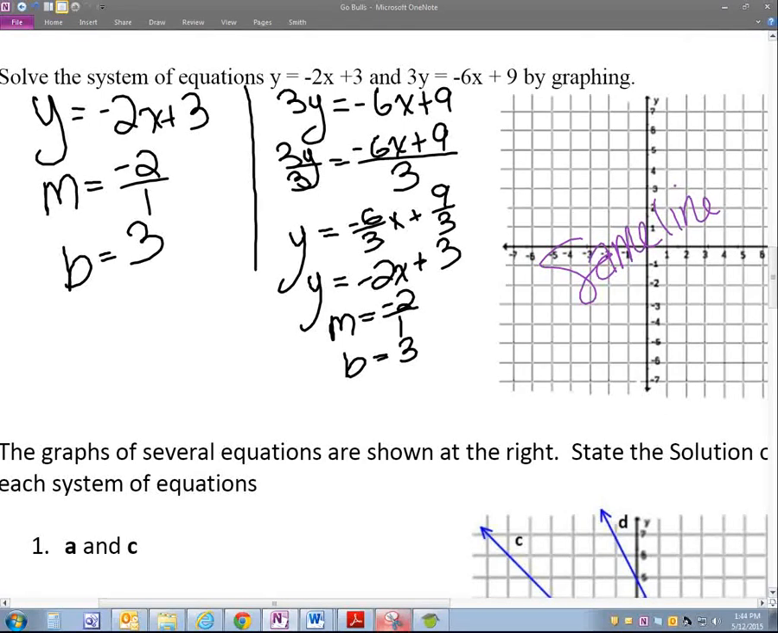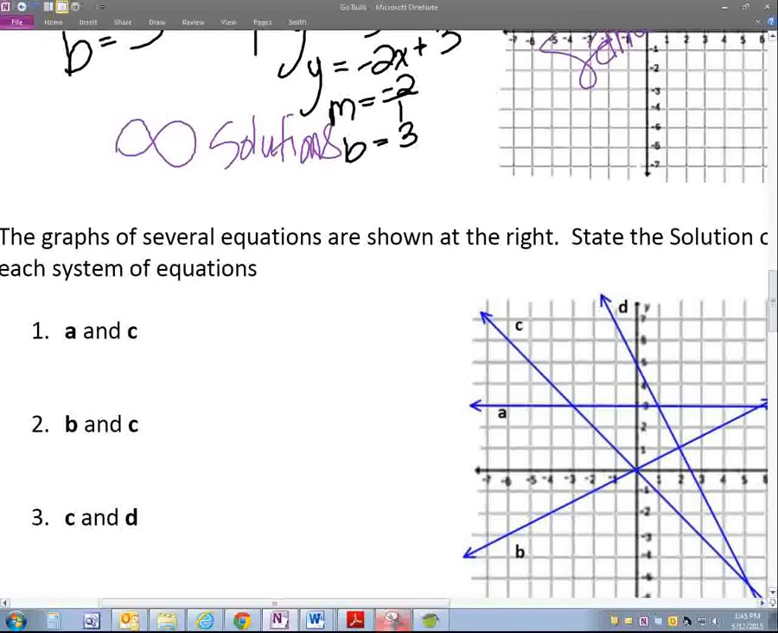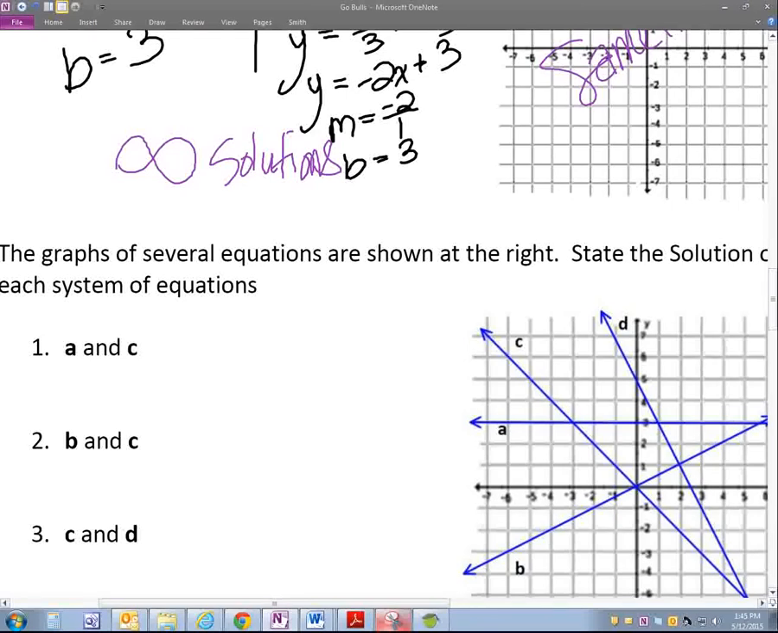So it's all solutions. Let's make sure I use the right wording here. Yeah, so it's infinite solutions. Infinite solutions. Infinite is all. It sounds like we're writing a sci-fi picture.